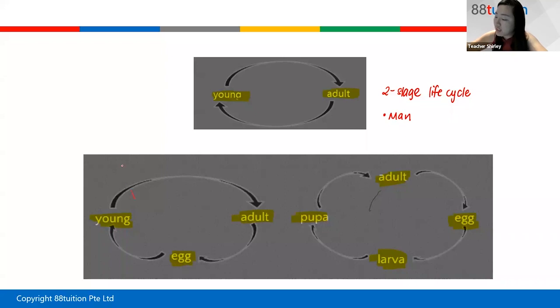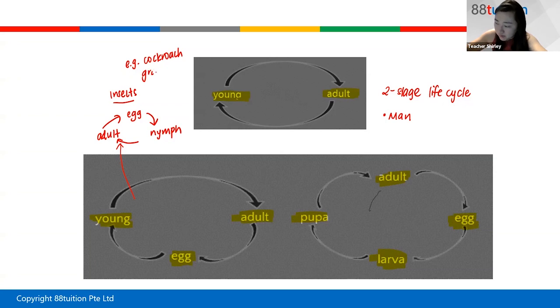Then, of course, for your 3-stage life cycles, you have some of your insects. If it is insects, then you can call it egg, nymph, adult. Okay, egg, nymph, and adult, right? So that's for insects. And what are some examples of insects which have nymph? For example, your cockroach, grasshopper, dragonfly.